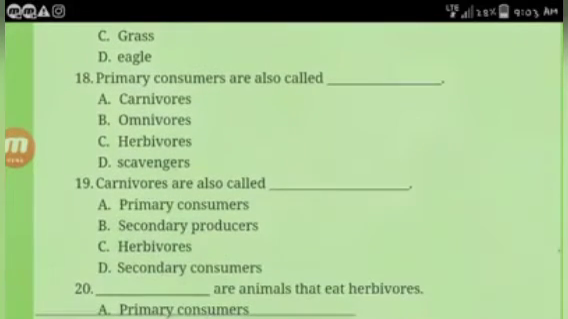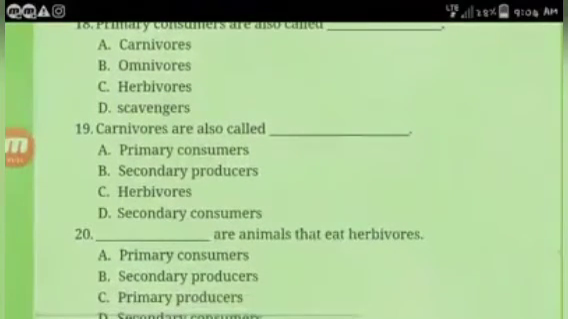Next one, primary consumers are also called, primary consumers are herbivores. They're grass eaters.